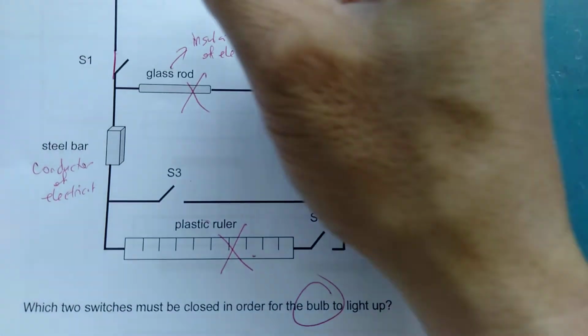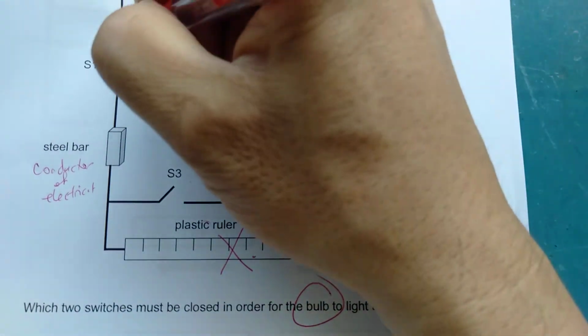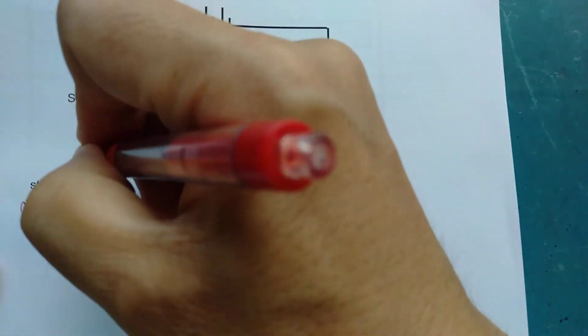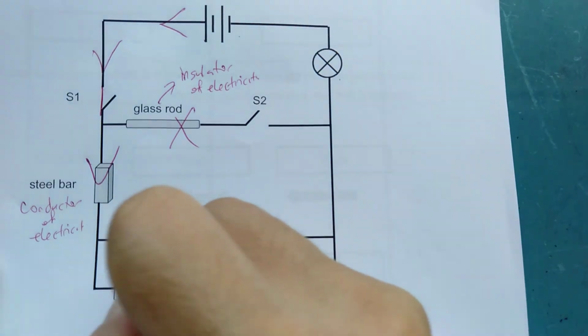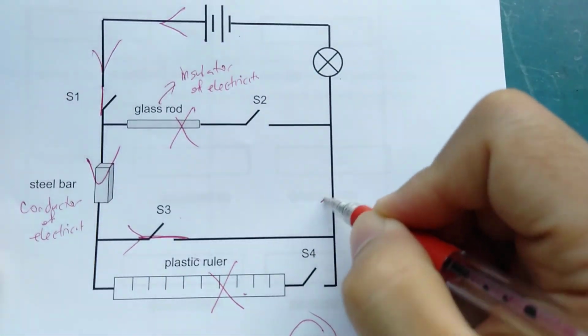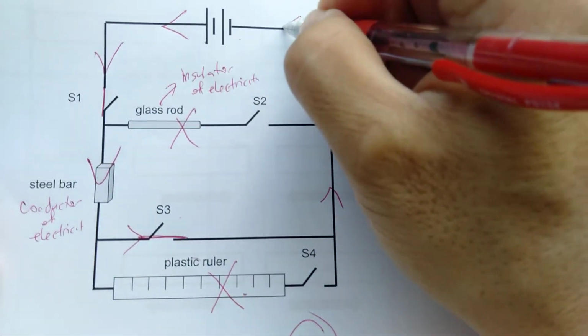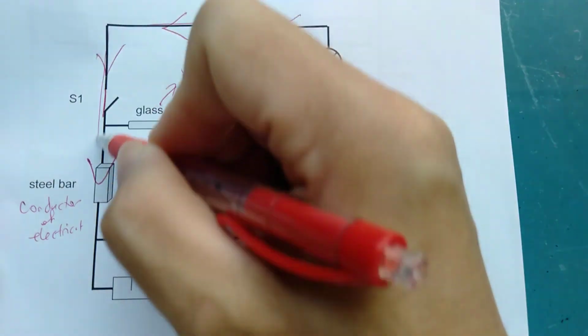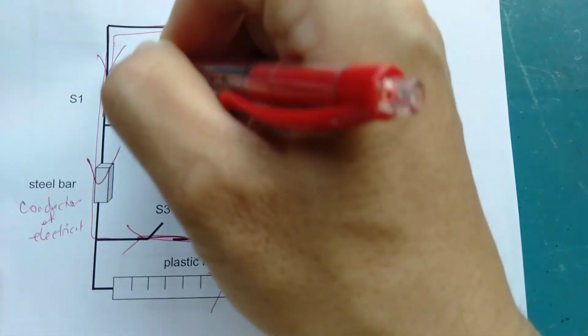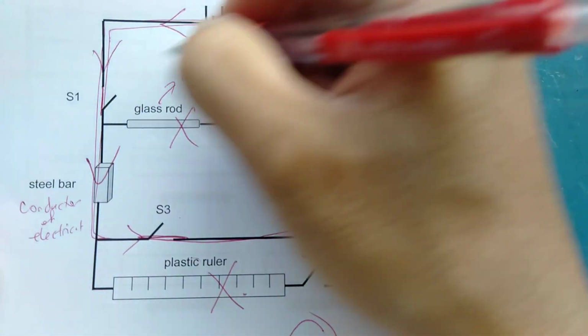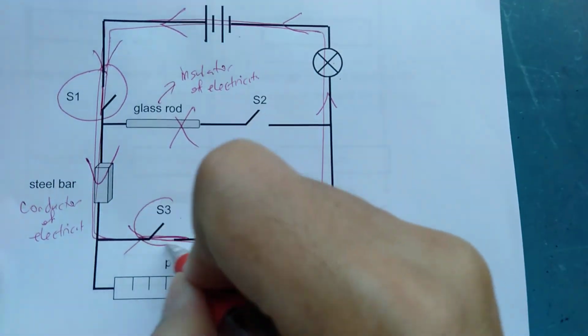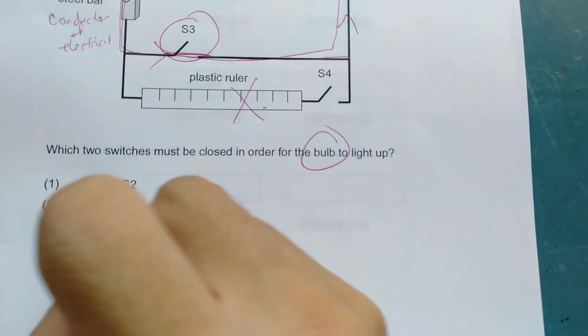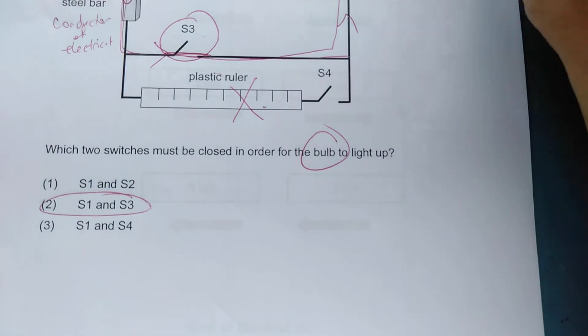So if I were to close the switch to make the bulb light up, I must close this switch. So current will flow this way, pass through the steel bar, close this switch here, flow through the bulb. Okay, so only care about this part. In other words, I only care about switch S1 and switch S3. Answer is S1 and S3.